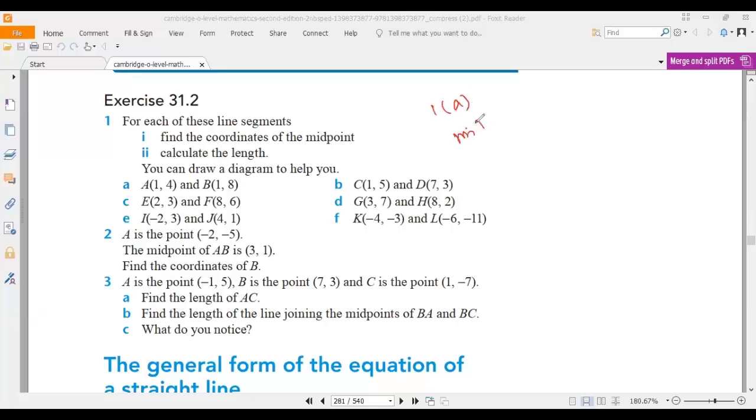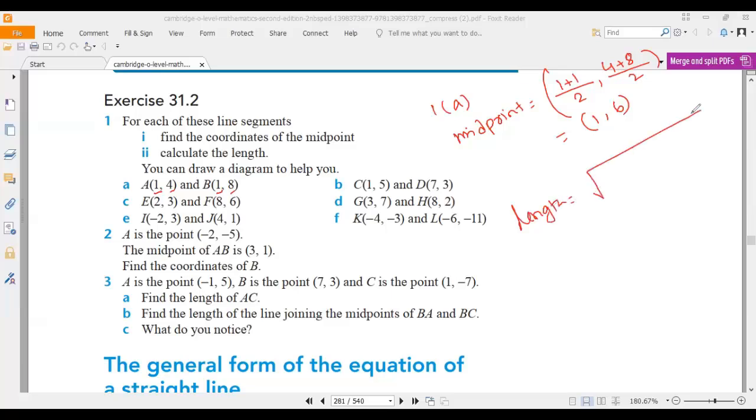What will be the midpoint here? Midpoint of AB will be x1 plus x2 divided by 2, so 1 plus 1 by 2, and y1 plus y2, 4 plus 8 by 2. So 2 by 2 will be 1. 4 plus 8 will be 12 by 2, that will be 6. And what will be the length?